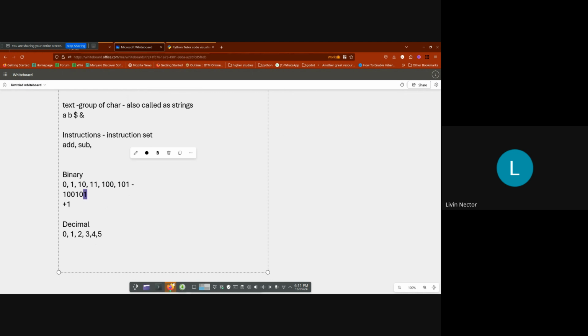So this is 2 power 0, which is 1, so we add this. 2 power 1, the digit is 0, so we don't add that. 2 power 2 is 4, the digit is 1, so we add that. Sorry, 0, 1, 2, 3. 2 power 3, we don't add. 2 power 4, we don't add. And 2 power 5 is 32. Yeah, 32 plus.